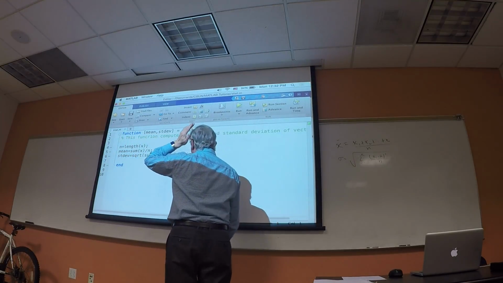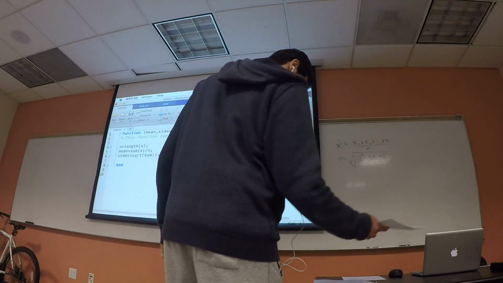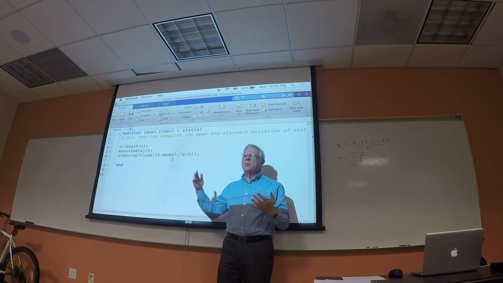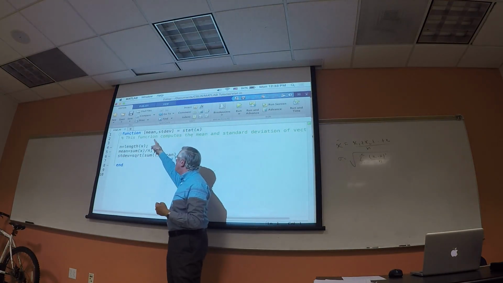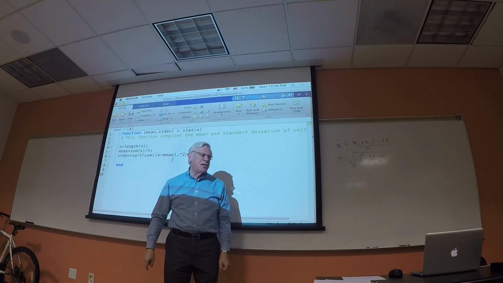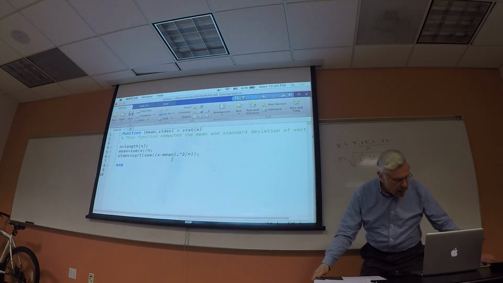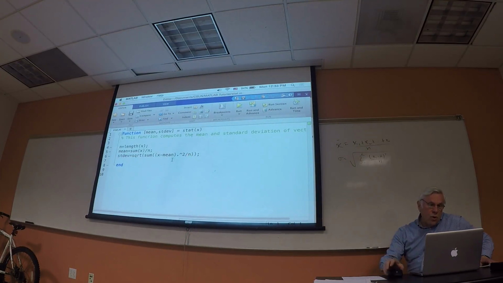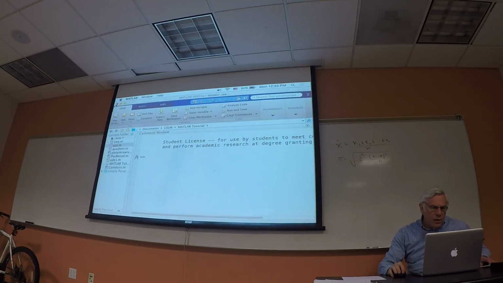So which one you put first, mean or standard deviation, is immaterial, but of course you have to realize that once it's established in the program, the first output argument is the mean, and the second one is the standard deviation. Okay. So what I'm going to do now is just run this thing on an arbitrary vector, okay?